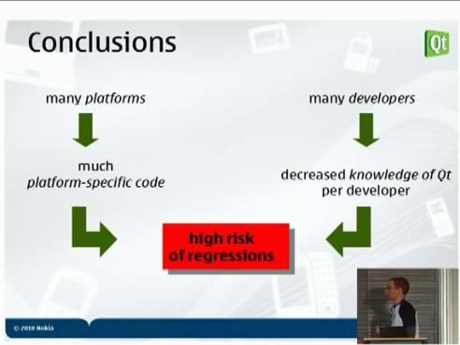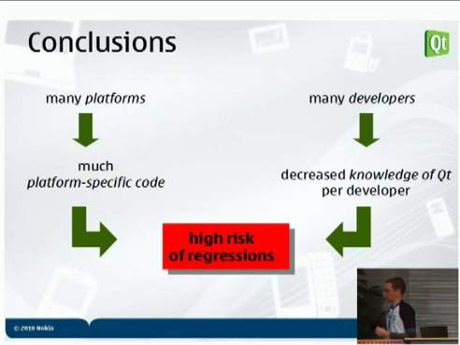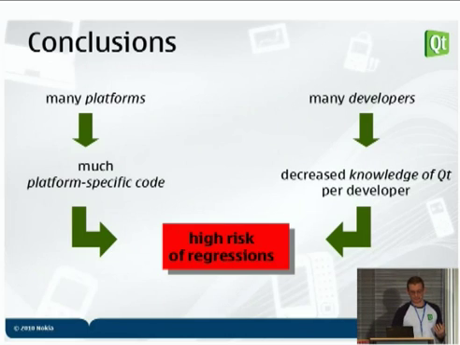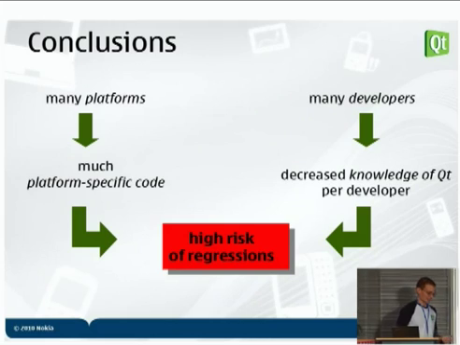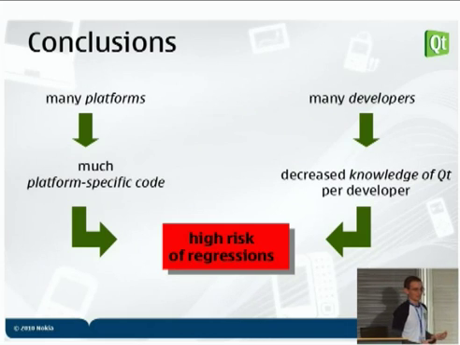All right, so what conclusions can we draw from the data that I've shown so far? As I've just pointed out, there are many platforms. Unfortunately, that means that we have a lot more platform-specific code than we used to have. In the early days, we had Qt for Windows and Qt for Unix, and that was it. Nowadays, we have Qt for so many platforms.